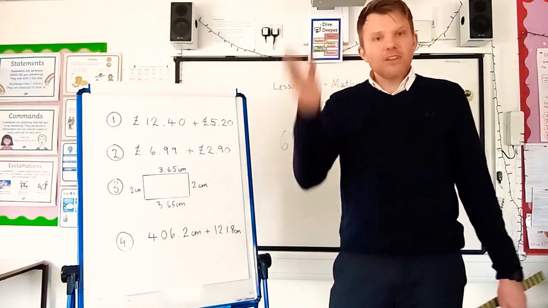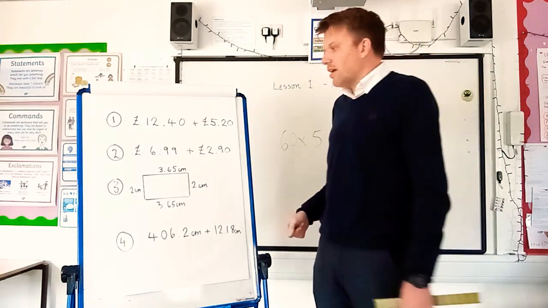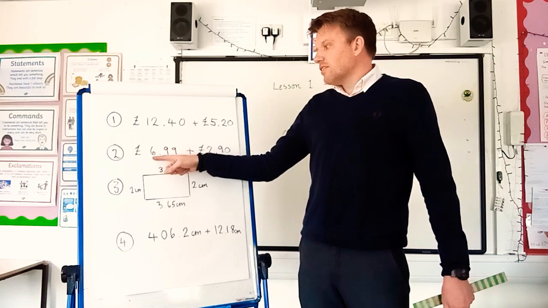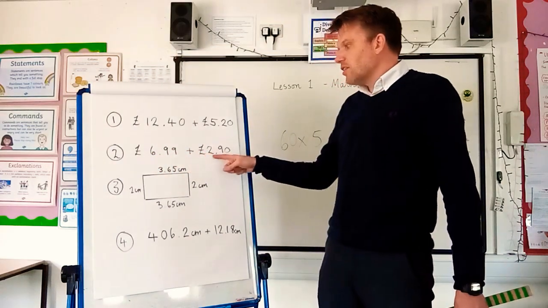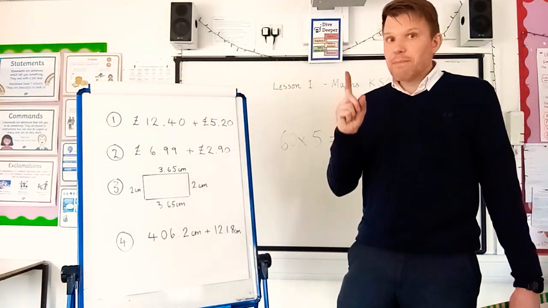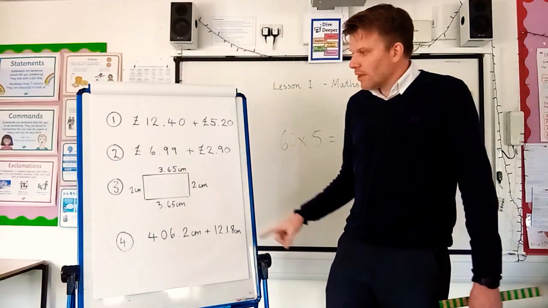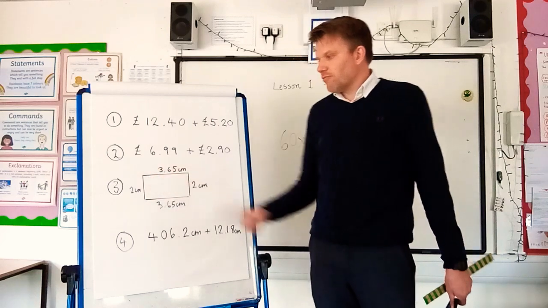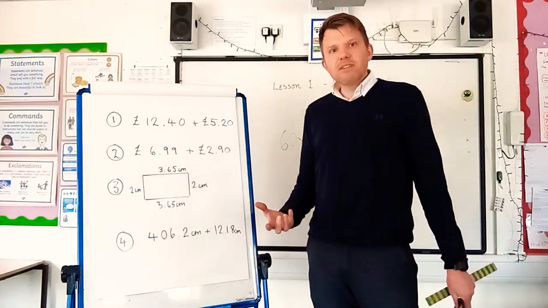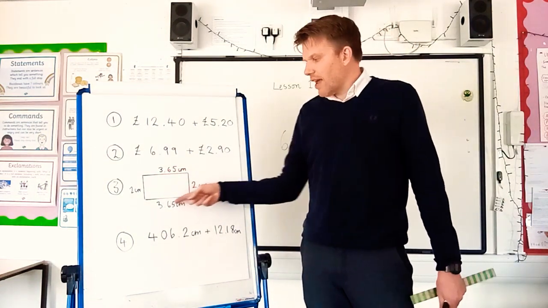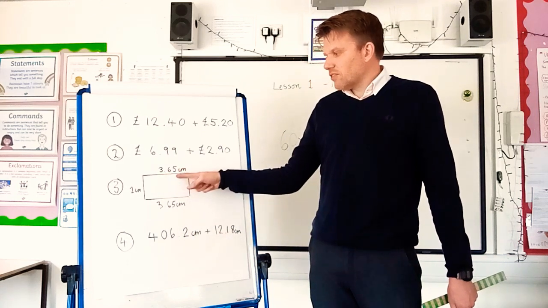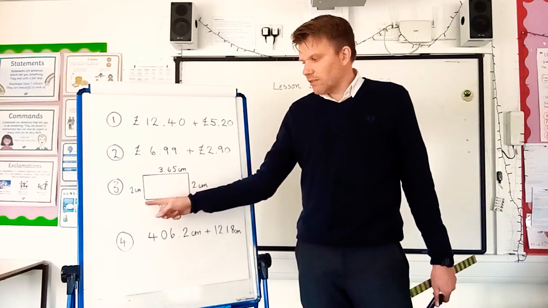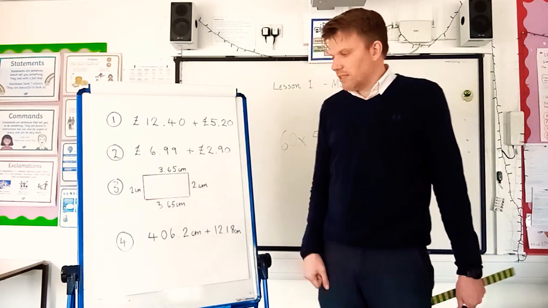Use your column addition. Remember to lay it out logically and carefully. Start on the right hand side. Next one, £6.99, add £2.90. That's tricky, be careful. This one's a good one. I would like you to find the perimeter of this rectangle. Remember what perimeter is? It is the outside length. So I've got 3.65 centimetres, 2 centimetres, 3.65 centimetres and 2 centimetres.